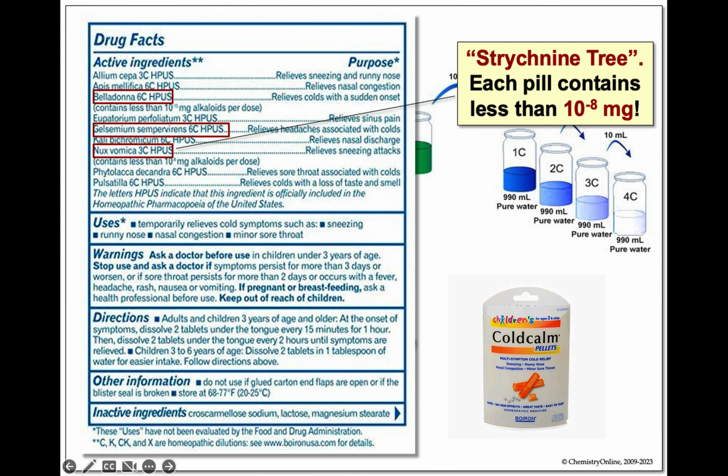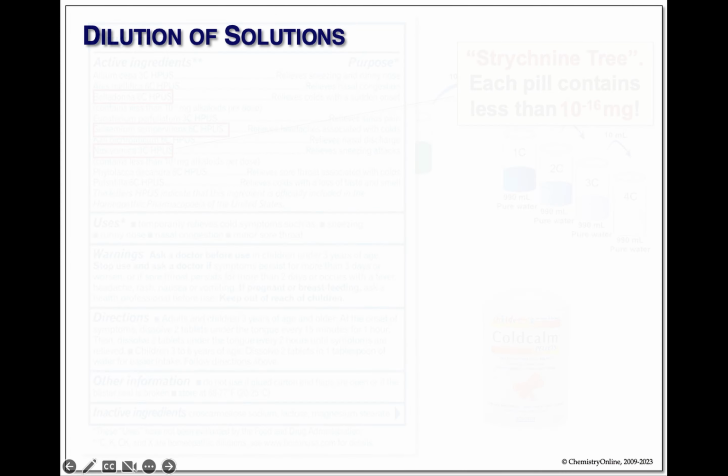Lovingly called Nux vomica, that's strychnine. Less than 10 to the minus 8 milligrams per dose. So yes, you can buy strychnine. I don't think I would give it to my kid though, regardless how bad they were.